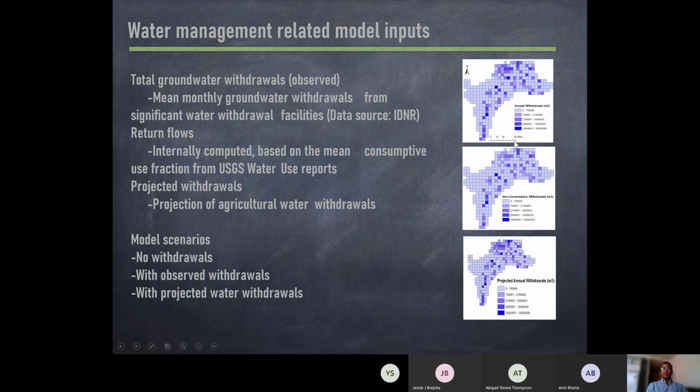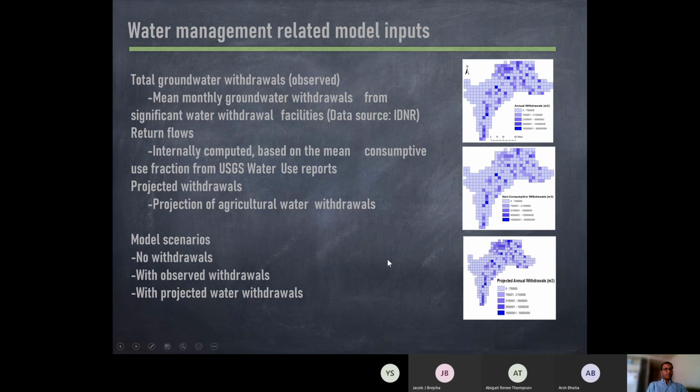Then for the water management, I have the withdrawal information, and then non-consumptive water, like I talked about a few minutes earlier. Agricultural water is not all consumed, and thermoelectric power plants do not consume all of the water, most of it goes back to surface water. So that information is also incorporated so that we are not calculating the same water twice.